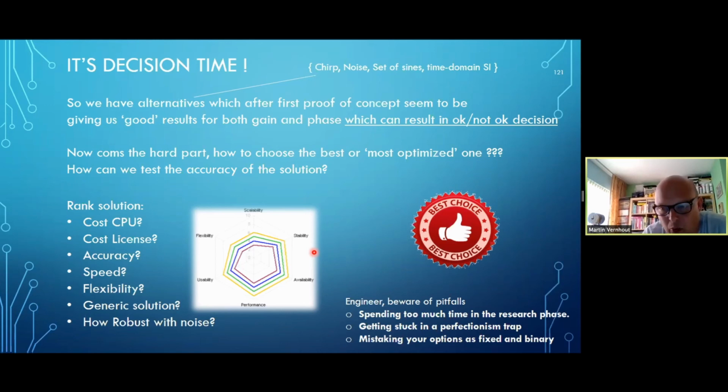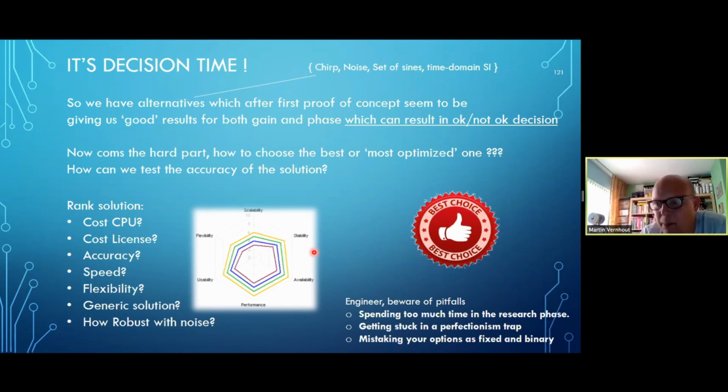This is what our job as engineers is. We have a set of viable options. Now we need to choose, and choosing is always hard. So there are some pitfalls for engineers, and one of them is spending too much time in the research phase, because we could make modifications to modifications and try to optimize the hell out of it. Sometimes good enough is good enough.